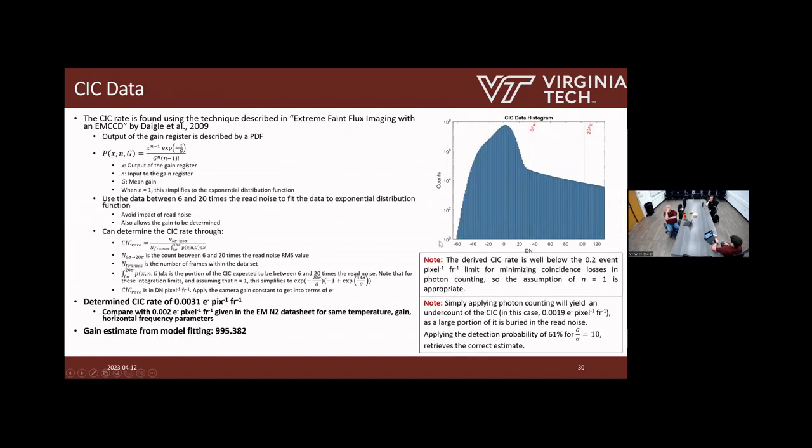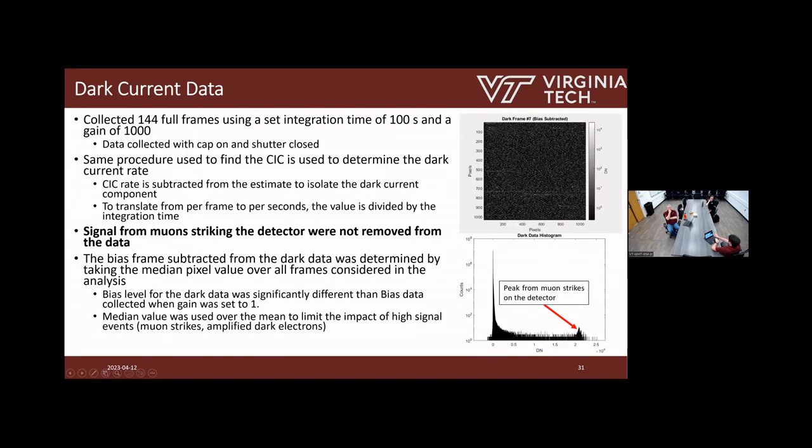Now, because of the process that we are using, where we are fitting to portions of the histogram, specifically between 6 times the variance of the read noise and 20 times the variance of the read noise, we actually exclude this contribution from the muons in calculating our dark current. However, if we look at this GIF that's playing here in the top right, we can see that these muons are actually leaving trails on the detector. So we can expect some small contribution from picking up those smears from that charge. However, it shouldn't be too much.